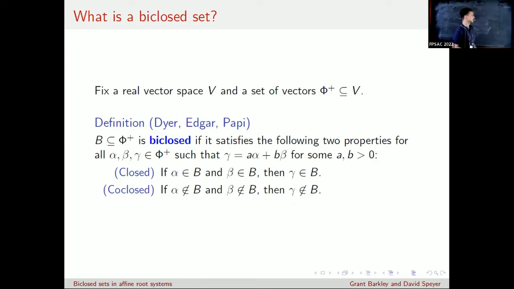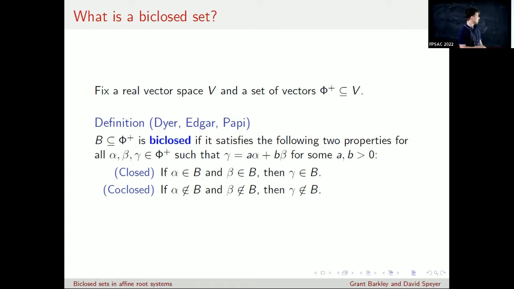Okay, so what's the context? First of all, we have some vector space V, and we're going to have some set of vectors in this vector space. I'm going to call this set phi plus because eventually it'll be the positive roots in a root system. But for now, it can just be a set of vectors. We're going to look at subsets of phi plus, and being biclosed is a property of a subset of phi plus. So if B is a subset of phi plus, we say it's biclosed if it satisfies the following two properties.